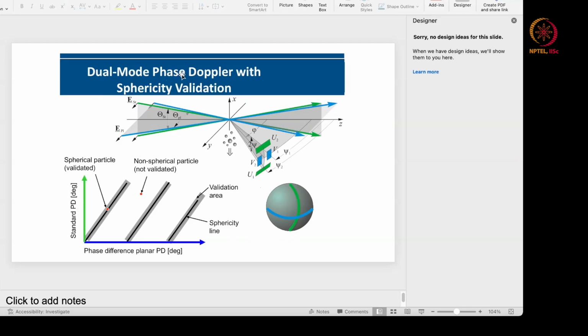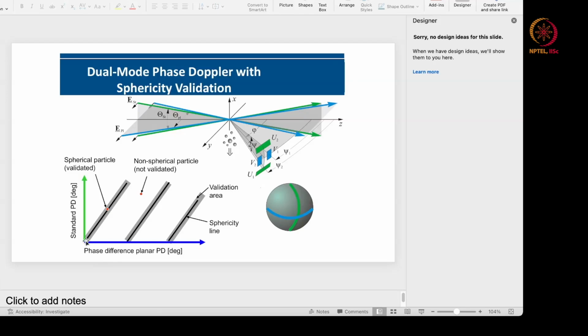Okay, so the dual mode phase Doppler therefore has a sphericity validation. So what does it do? It takes measurements, because you have particles or droplets which are mostly spherical, but some of them may not be spherical to begin with. And remember, we need spherical particles to use the equations that we derived. So in essence, you measure the droplet size using the meridional circumference, and you measure the droplet size using the equatorial circumference, right? Okay, so this is basically the standard phase difference using a standard Doppler. This is the phase difference using the planar Doppler.